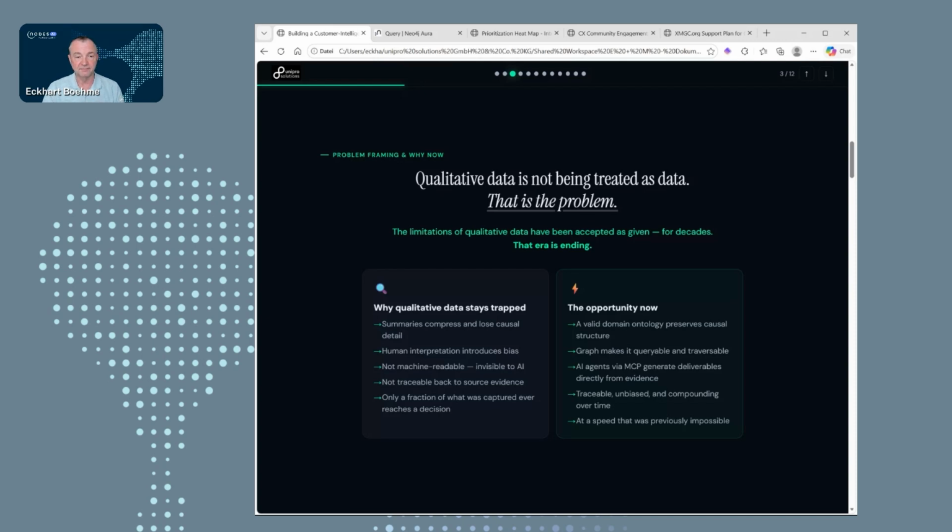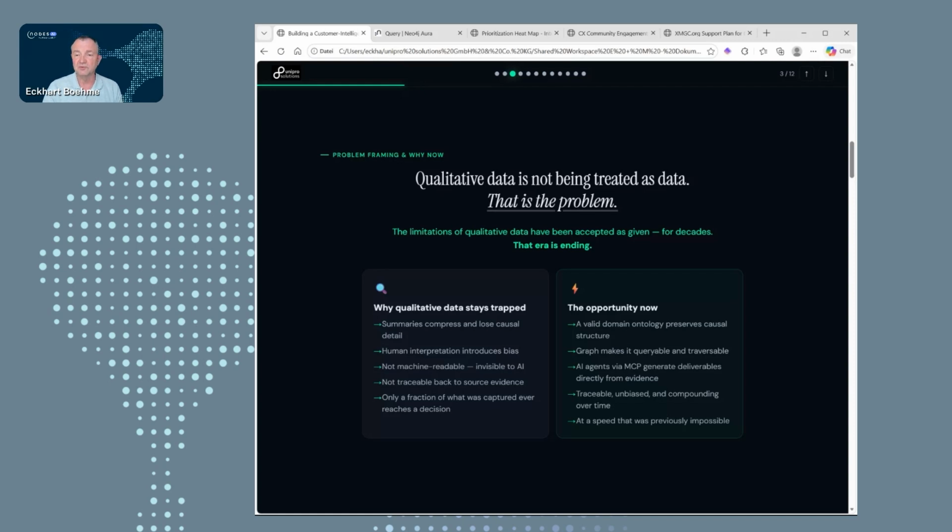People usually use AI to summarize qualitative data, to get the gist out of it. But they lose the causal details, unfortunately. Then still people need to interpret the data. They bring in their own biases. It's not machine readable, so you cannot easily feed AI to produce outcomes.